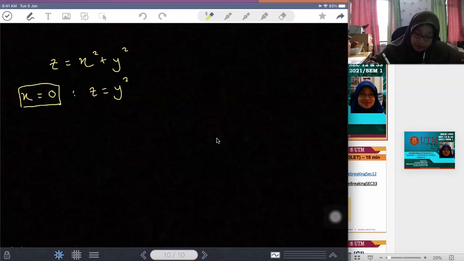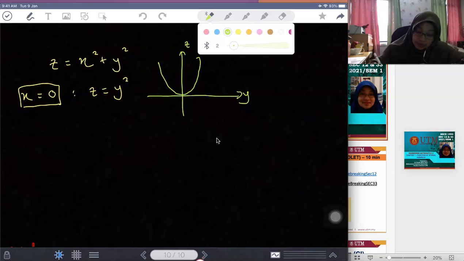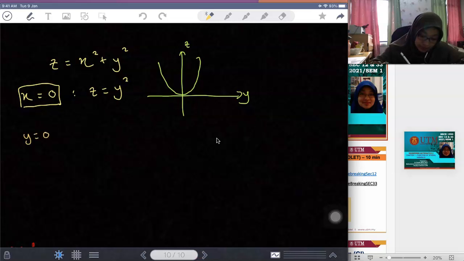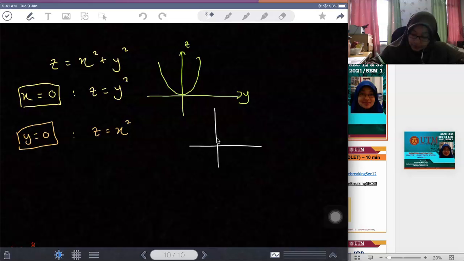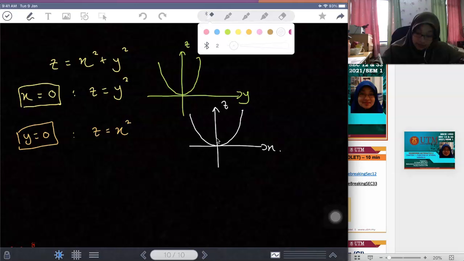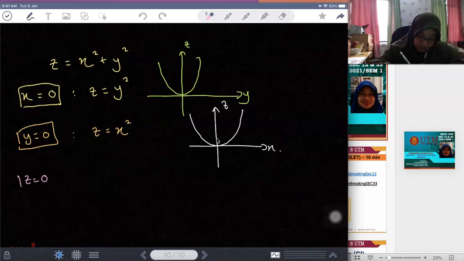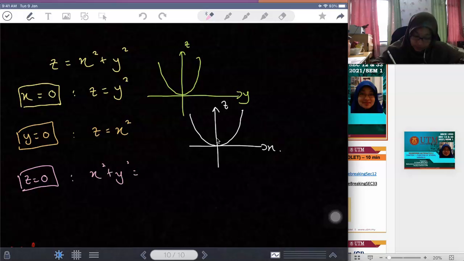So the graph is, we have a quadratic shape on zy plane. Okay, and then y equal to 0. So y equal to 0, we substitute y equal to 0, so z equal to x squared. So your second trace on zx plane is also the same quadratic. Okay, and then we have z equal to 0 plane. So x squared plus y squared equal to 0.